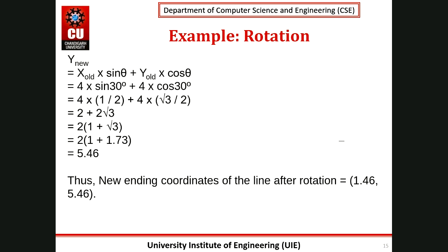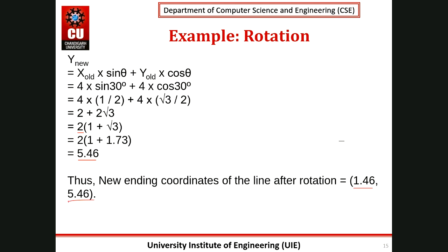Y new value is equal to x sine theta plus y cos theta. So 4 multiplied by sine 30 plus 4 multiplied by cos 30 degrees. Sine 30 is 1 by 2 again, and cos 30 is root 3 by 2. Just put in the values and calculate. Here you can also take 2 common, that will be 1 plus root 3, and root 3 value is 1.73. So 2 will be multiplied by 2.73 and the final answer will be 5.46. So the new coordinates of the line segment will be 1.46 and 5.46.